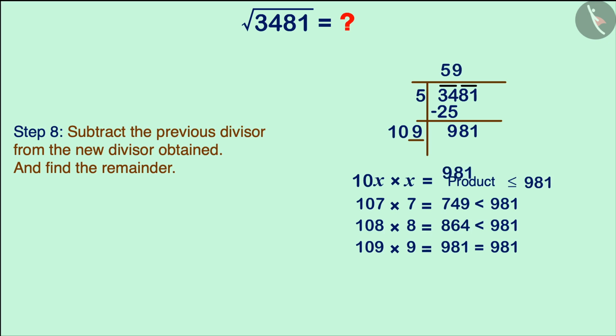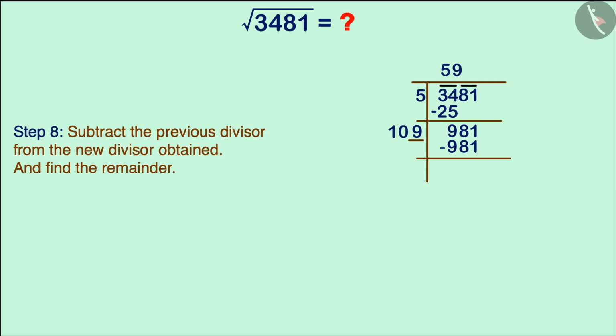Now write it below the new dividend and subtract both the numbers. Here, we are getting the remainder 0. The remainder here is 0 and there are no digits left in the given number. Therefore, this number is a perfect square number and the number here in place of the quotient is the square root of this number. In this way, we got the square root of the number 3481, which we will write in this way.